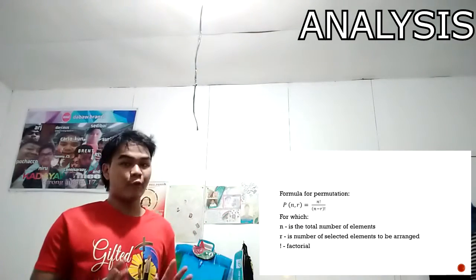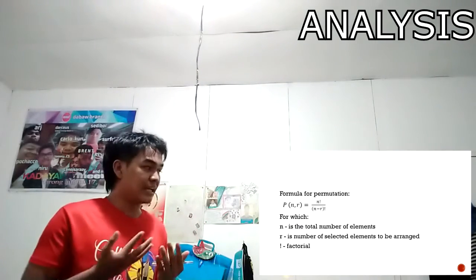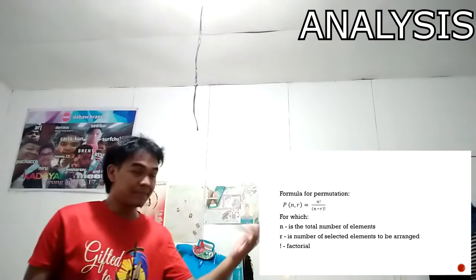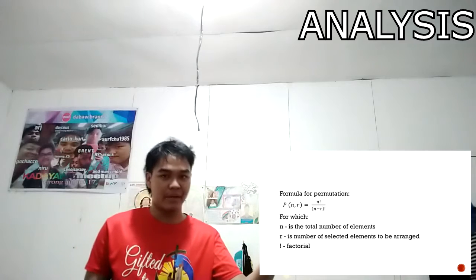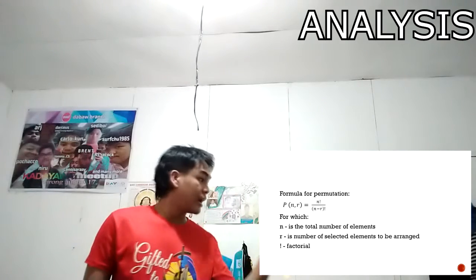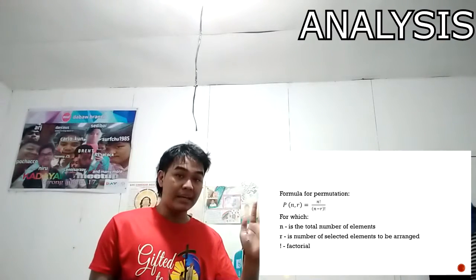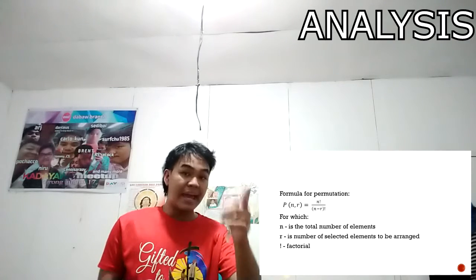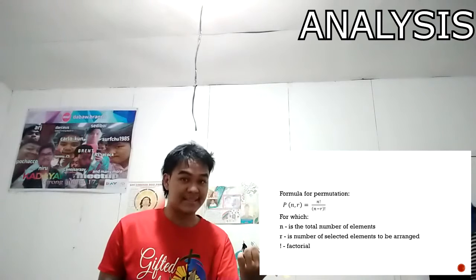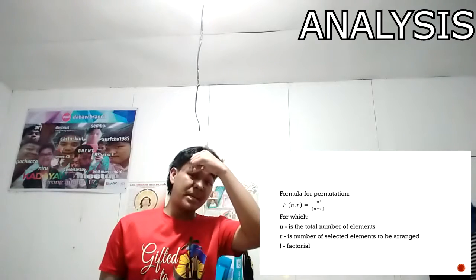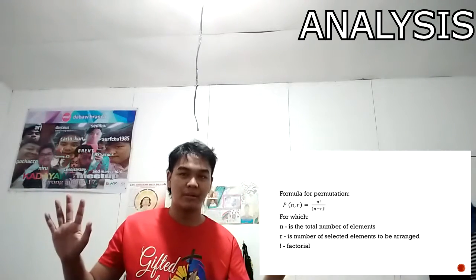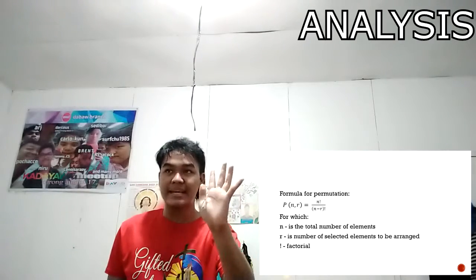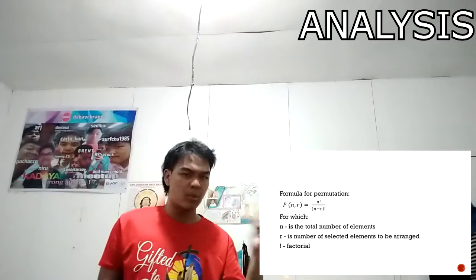Now, the formula for permutation is basically P, or permutation, of n r is equal to n factorial all over the quantity of n minus r factorial. So, let me break it down to you. N means the number of sets in the problem. So for example, you have 5 people and you're going to arrange them into 3. So your n is 5.